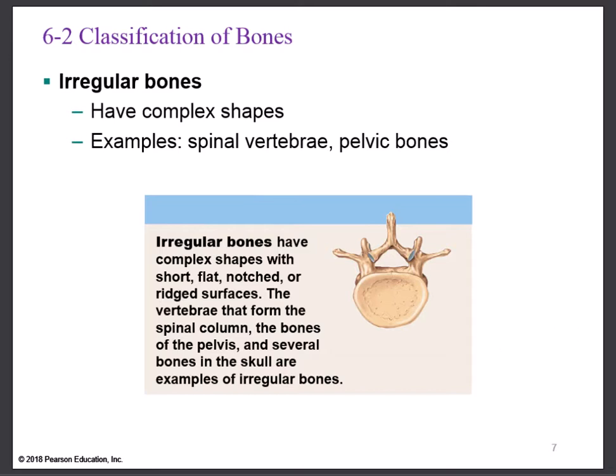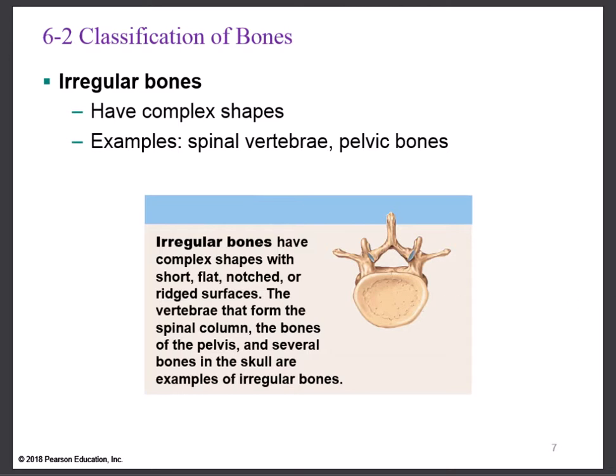The second type of bone classification by shape is irregular bones. These are bones that have complex shapes. A great example here from our textbook. This is a vertebrae. You can see here's the body with the pedicles and the transverse processes, the articulating processes, the spinous processes. And it's got a very complex shape.